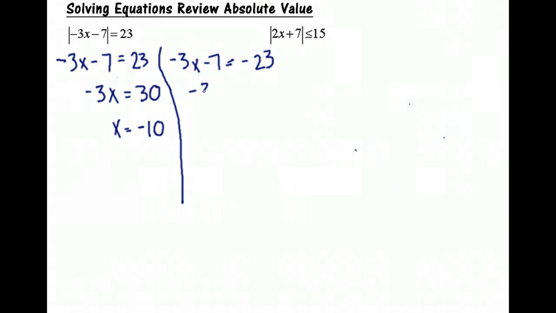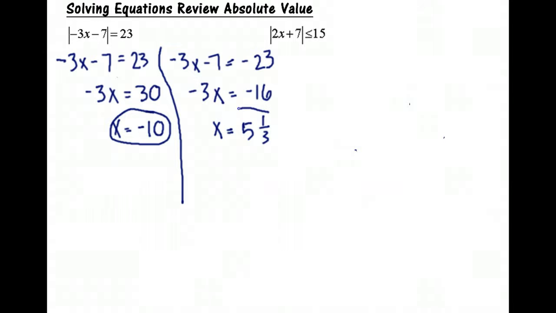So we'll do the negative case here, and negative 3x, add 7 to both sides, equals negative 16. Divide both sides by negative 3, and you have another solution of 5 and 1/3. So when I put 5 and 1/3 in for x, I'm going to get negative 16 minus 7, which is negative 23, and the absolute value makes it positive, so that would also be true. So your two solutions here are negative 10 and positive 5 1/3.